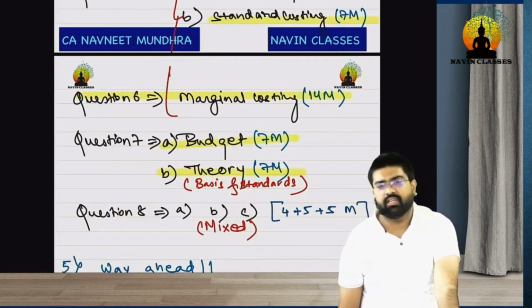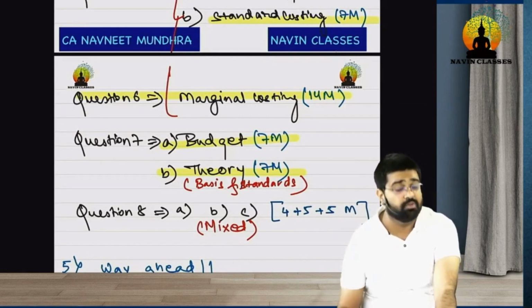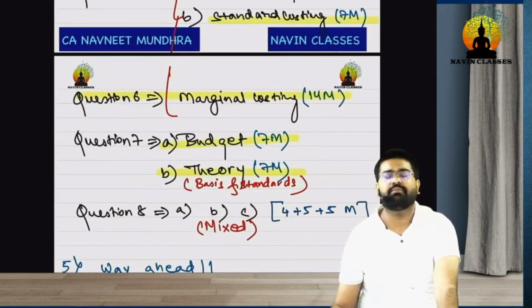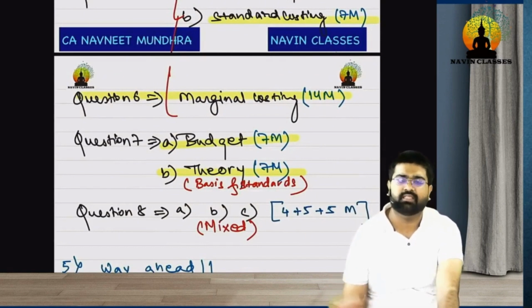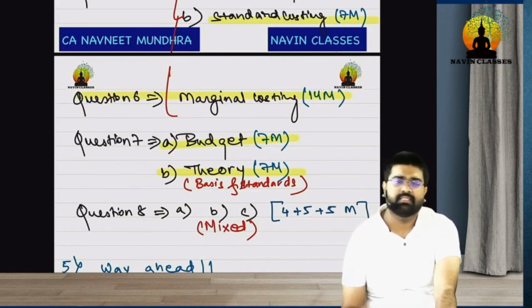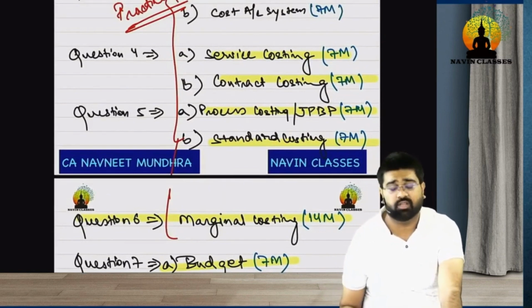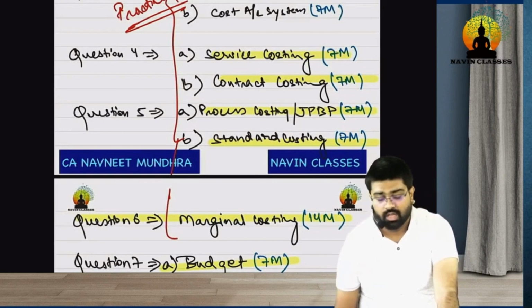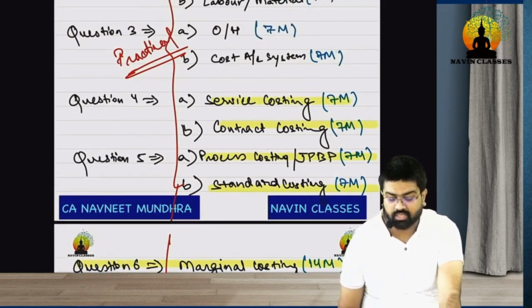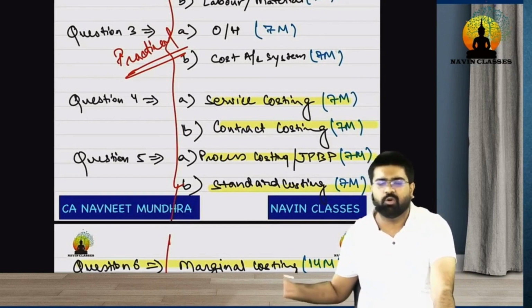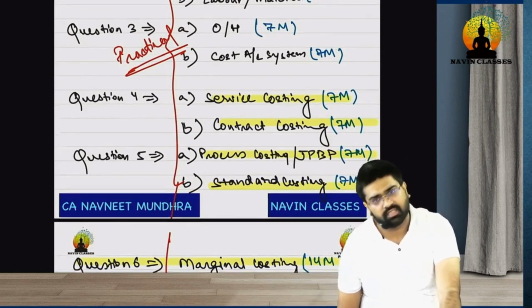If your theory is weak, or if you feel why cover the theory when we can get full marks by doing practical, we can attempt questions 2 to 6. We have covered all practical questions, making a total of 70 marks. But by chance, if you are unable to solve the 14 mark practical sum of marginal costing, then it's better to solve another one. If you feel your standard costing is very weak, you didn't study it properly, or the process costing question is very lengthy, then you can attempt another one.